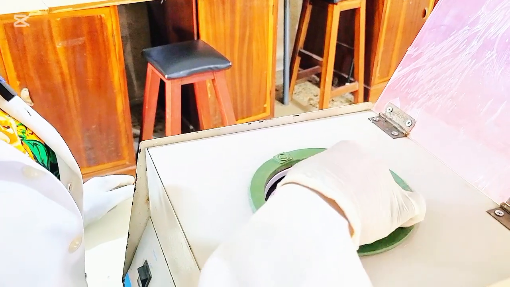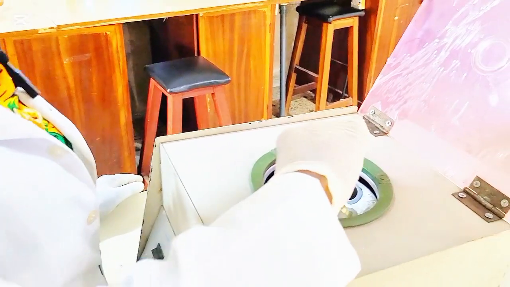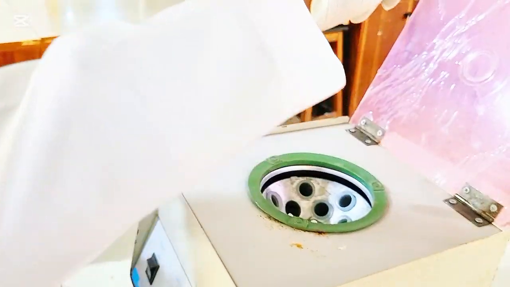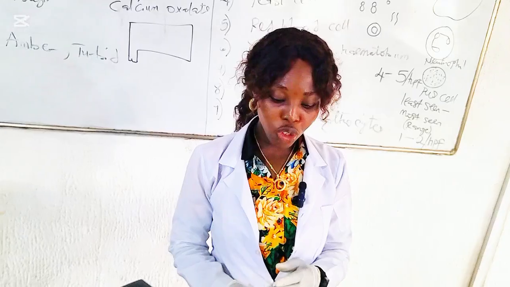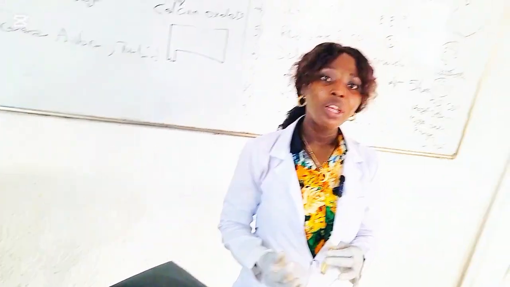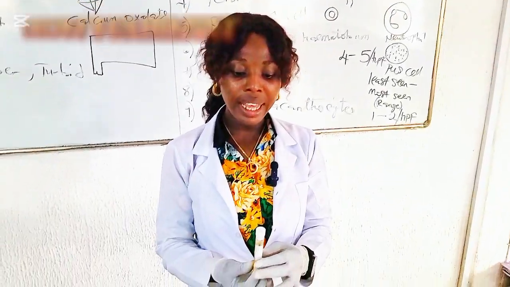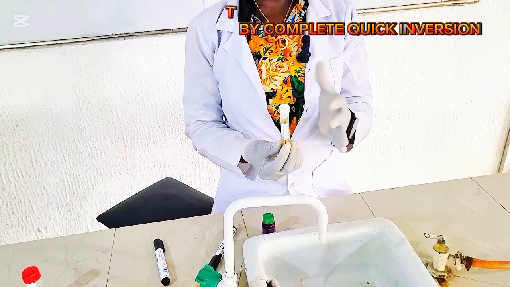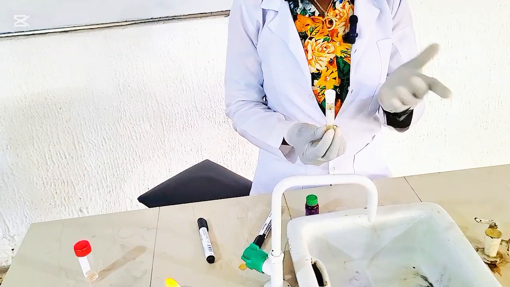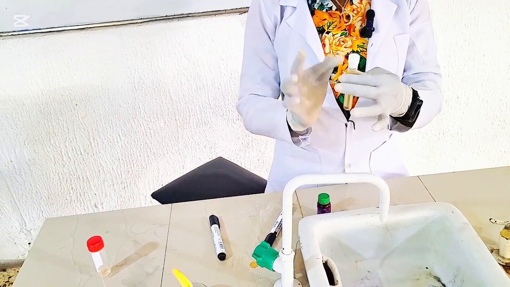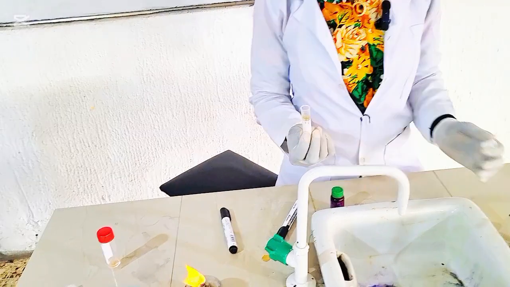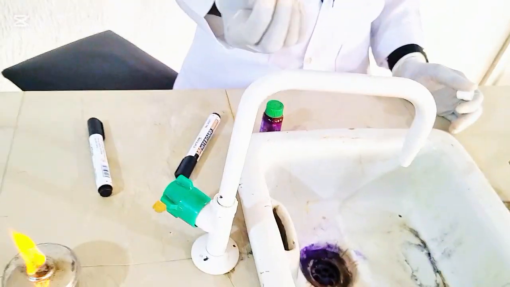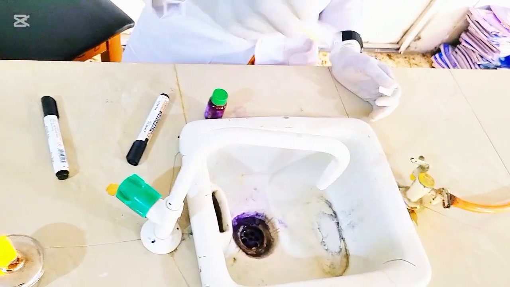So it's now 1 minute. We're done centrifuging. So now we have our sediment and then our supernatant. The next thing to do is to discard the supernatant by quick inversion. So we will discard the supernatant and then we'll use the residue. So in discarding the supernatant, we'll do quick, complete inversion.